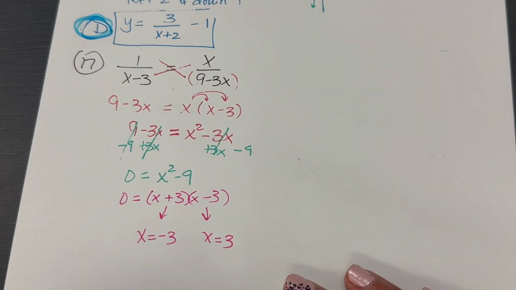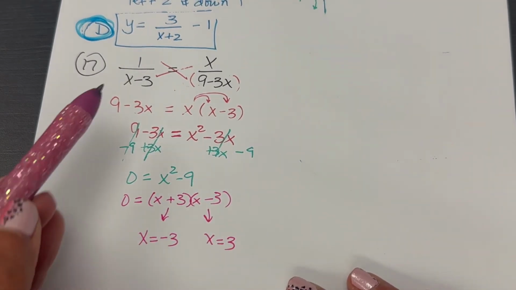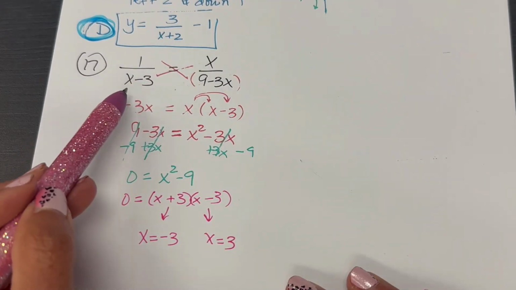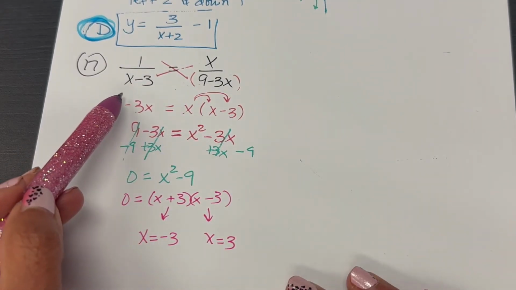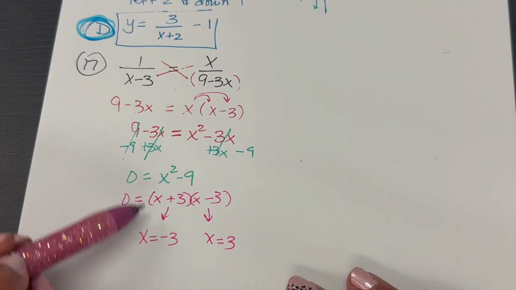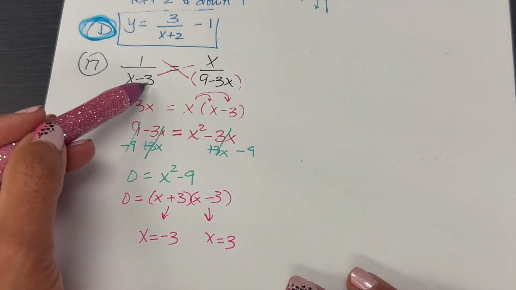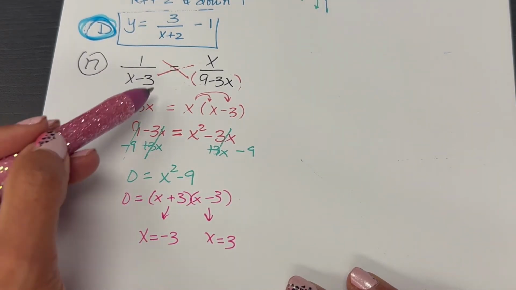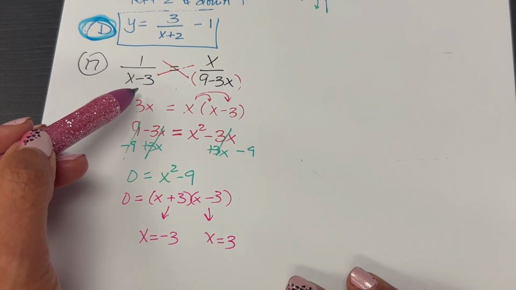Okay? Now, because we were solving a rational equation, we have x's in the denominator, we have to figure out which one can we not use. If I were to plug in a negative 3 right here, negative 3 minus 3 is negative 6. I can have a negative number in the denominator of a fraction, that's totally fine.